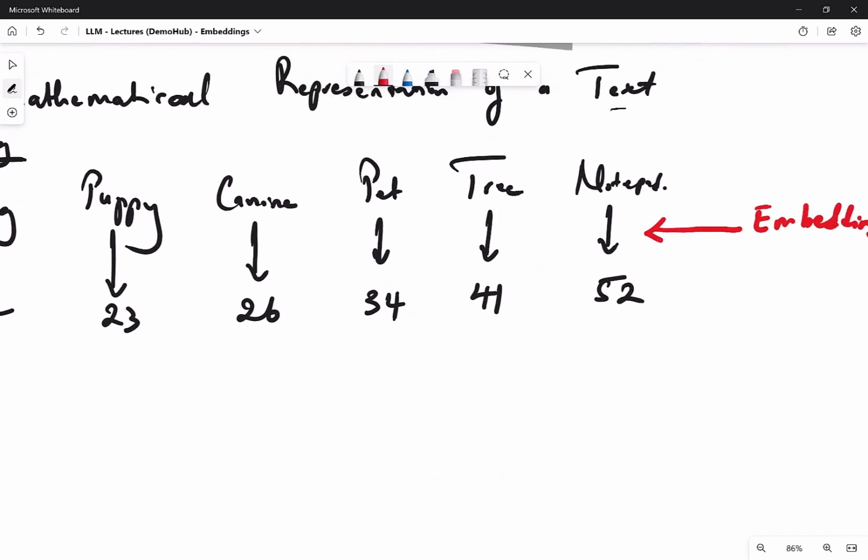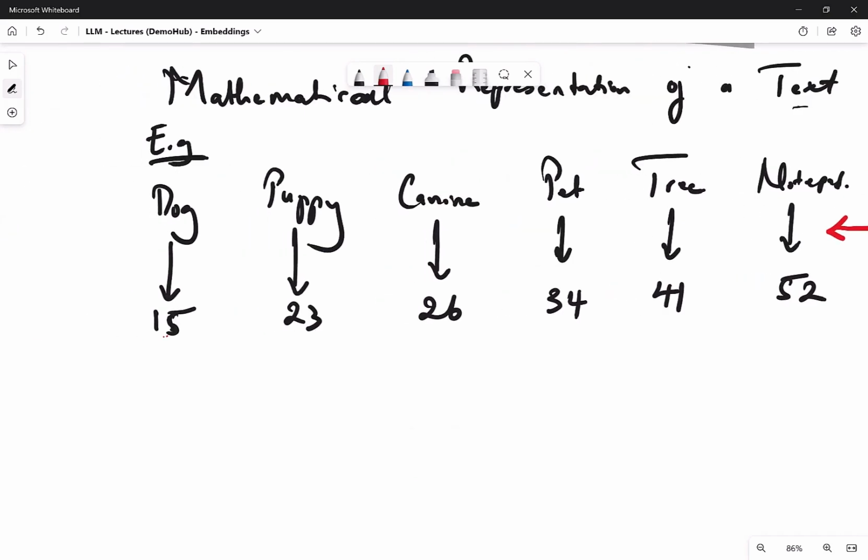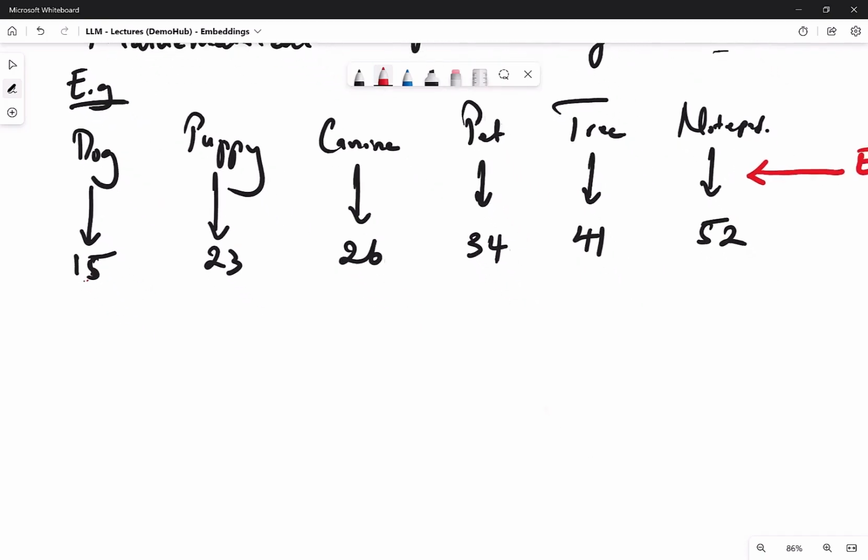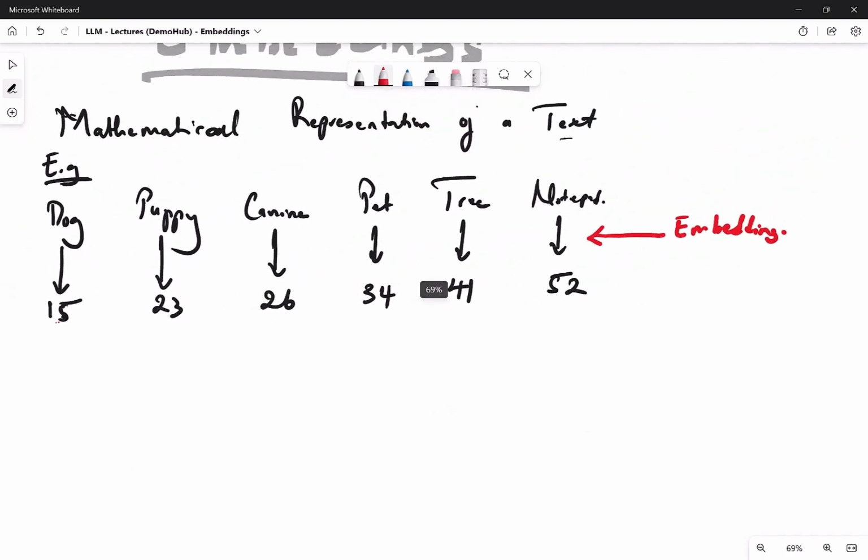And this is not a stochastic process. This is a process that is pretty repeatable. If you give it a dog, because the embedding is a mathematical formula, it would always give us 15. You cannot have a dog be 15 and 22 at the same time. That wouldn't be consistent, and that wouldn't be a true embedding. So whatever embedding algorithm you use should take you from one textual representation to a numerical representation in a consistent way. All right. So this is embedding notation or representation.